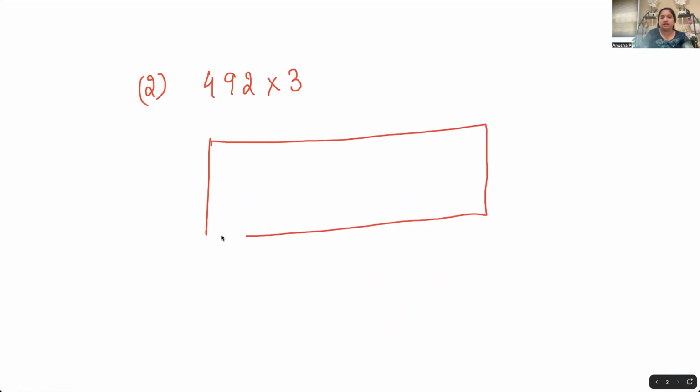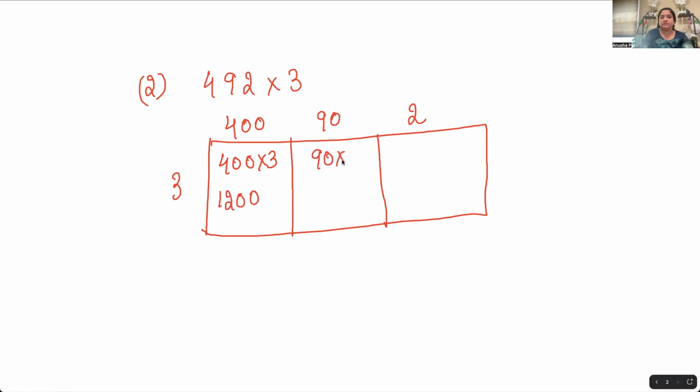492, we can write it as 400 plus 90 and 2. Now we are multiplying it by 3. 400 times 3 is 1200. 90 times 3. 3 times 9 is 27 and 1 0. 3 times 2 or 2 times 3, which is 6.